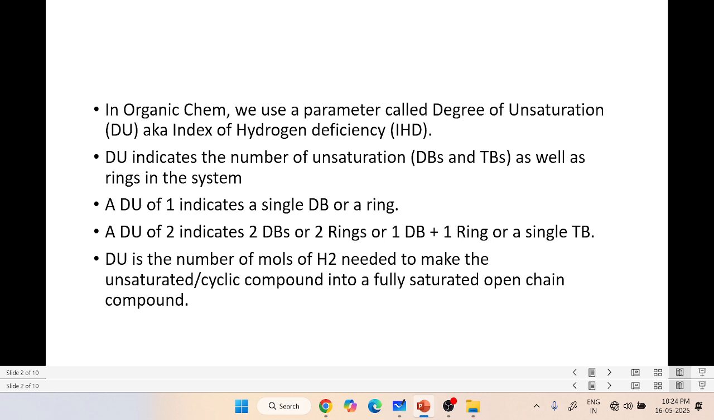Rings come in an indirect way, but all right. So a DU of 1 indicates a single double bond or a ring. A DU of 2 indicates two double bonds or two rings, or one double bond plus one ring, or even a single triple bond. So DU is actually the number of moles of hydrogen molecule, H2, meaning two hydrogen atoms, needed to make the unsaturated or cyclic compound into a fully saturated open chain compound. So this is the definition of DU, to visualize it.